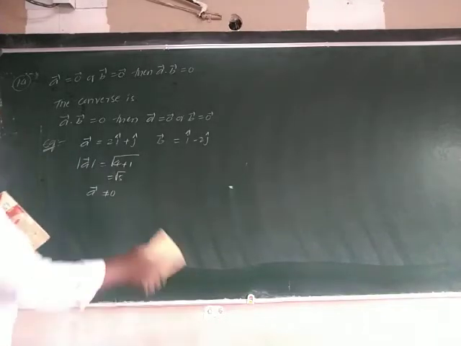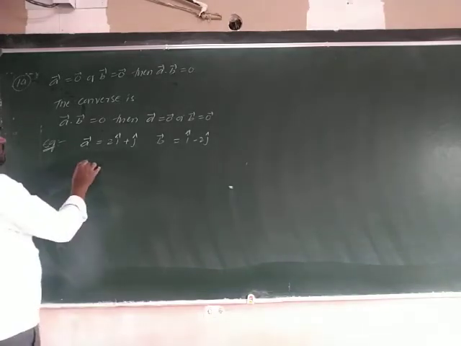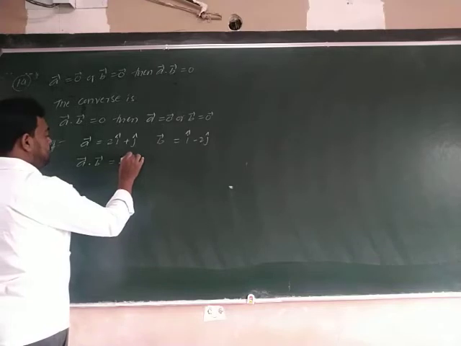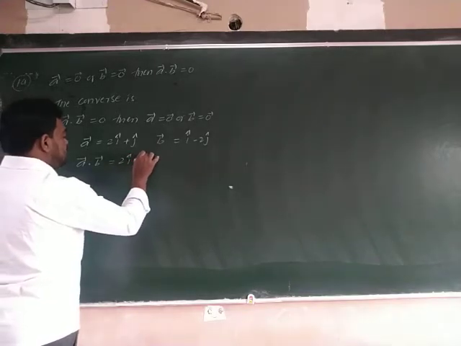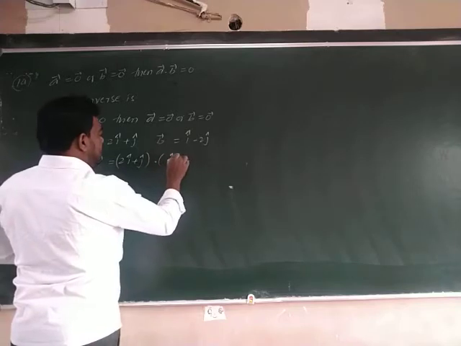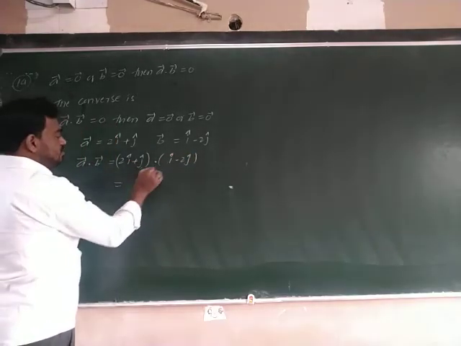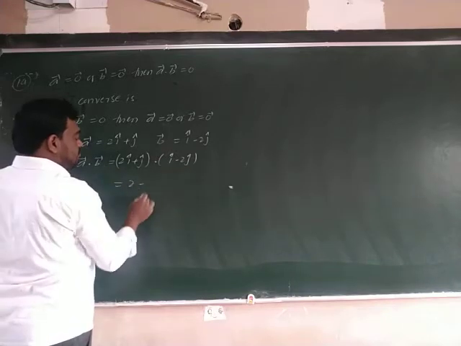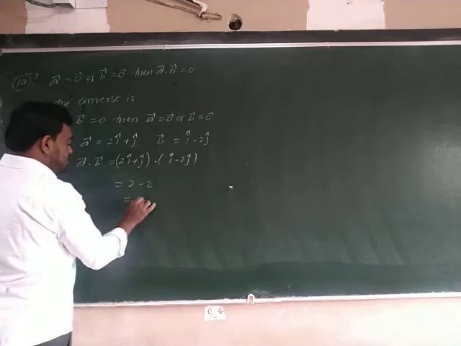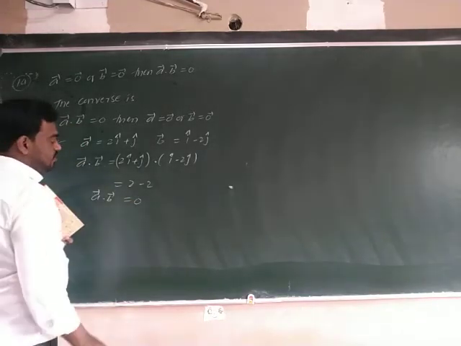To prove this for a and b, a dot b we find first. Vector a dot vector b is equal to 2i cap plus j cap dot i cap minus 2j cap. So this is 2 into 1, 2, minus 1 into 2, that is minus 2. 2 minus 2 is 0. That is, vector a dot vector b is 0.